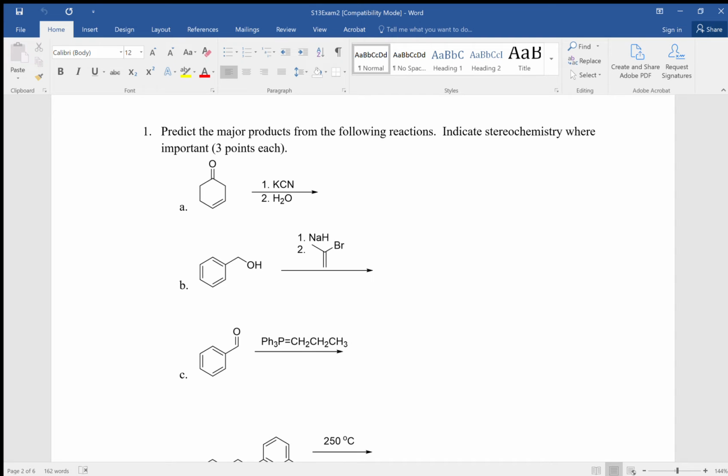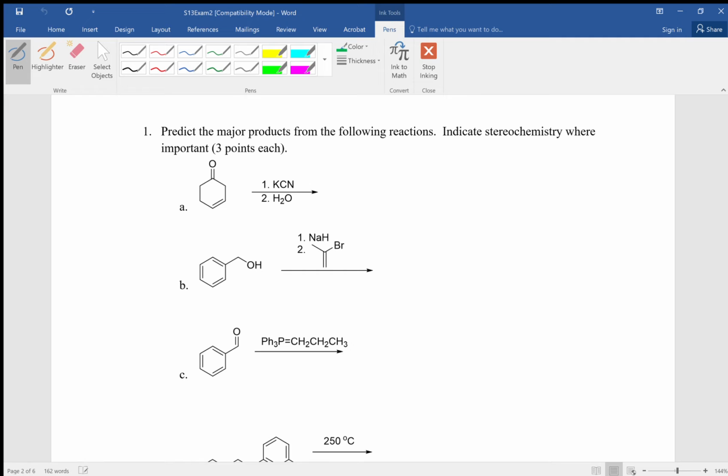So again, we start this old exam with a series of predict-the-products questions. In part A, we have a nucleophilic addition to a ketone. Now, there's also an alkene present in this molecule, but in this case, we don't have to worry about the alkene because it's not conjugated into the carbonyl, and therefore it won't affect any nucleophilic addition.